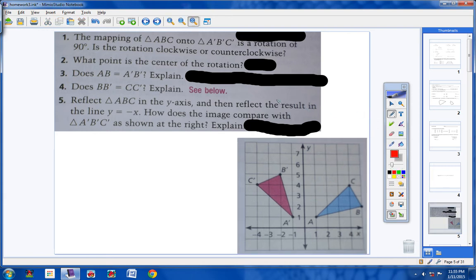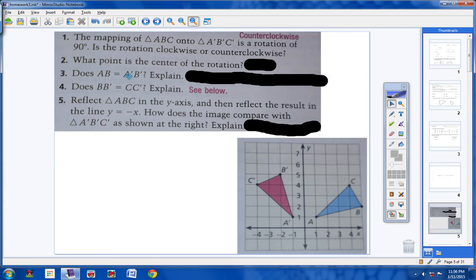So here we go. The mapping of triangle A, B, C, this triangle here, onto A prime, B prime, C prime, is a rotation of 90 degrees. Is it clockwise or counterclockwise? So starting here, going this direction, that would be counterclockwise. Counterclockwise. Okay, moving on to number 2.